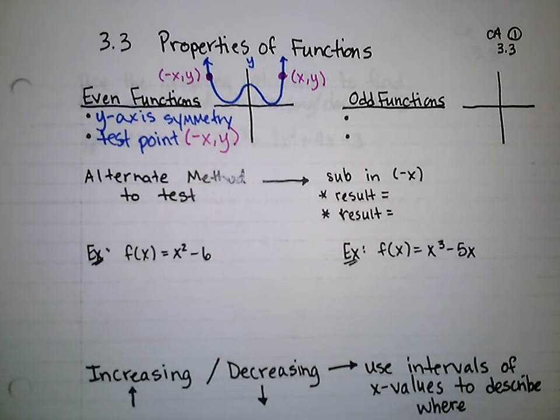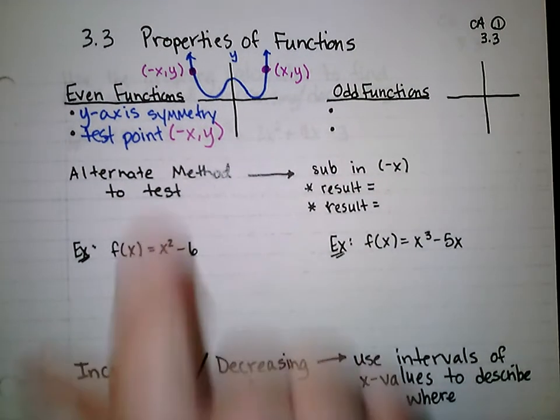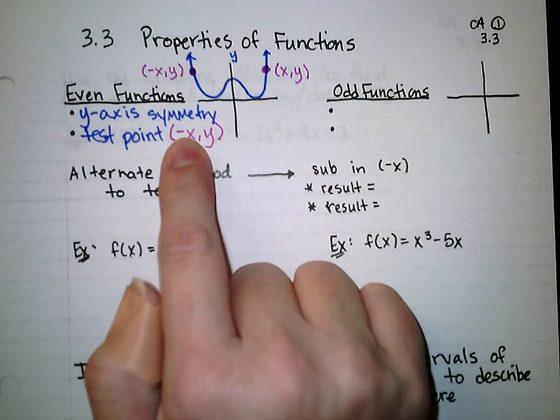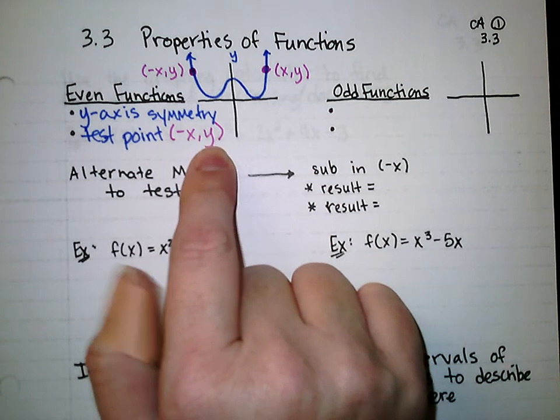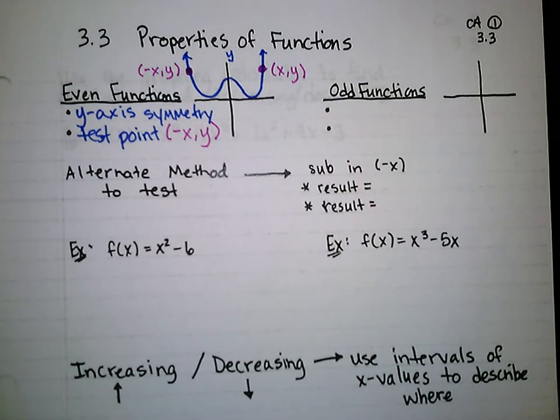And what we had done in the previous chapter was replace the x with negative x and leave the y the way it was. And if it came out to be the same as the original function, then it would be an even function or have y-axis symmetry.